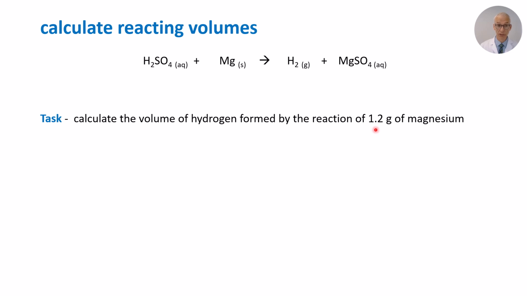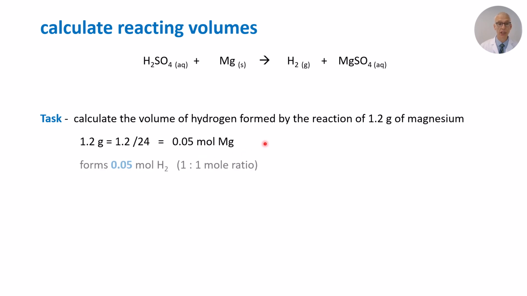Okay, so I'm about to reveal. The first thing to do is to convert 1.2 grams into a numbers of moles of magnesium, which we achieve by dividing by 24, the molar mass of magnesium. That comes to 0.05 moles of magnesium. It's a 1-to-1 ratio. Magnesium to hydrogen is a 1-to-1 reacting mole ratio. So 0.05 moles of magnesium will form 0.05 moles of hydrogen gas.